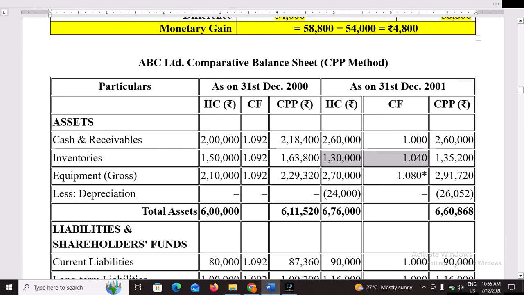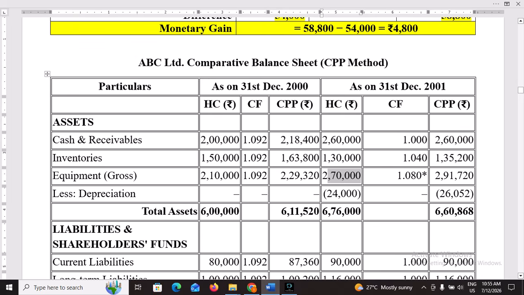So inventory means stock in the middle of the year, so 1.040, because stock will be purchased and sold during the year. So we take the average conversion factor. 1,30,000 into 1.040 is 1,35,200.